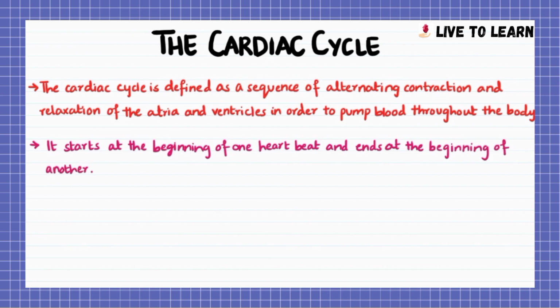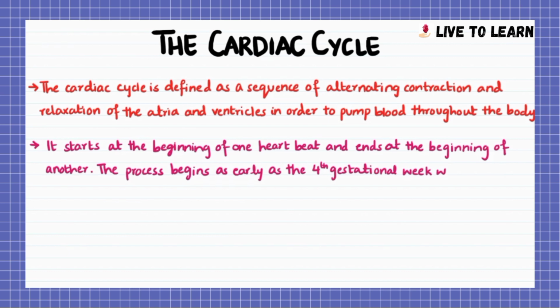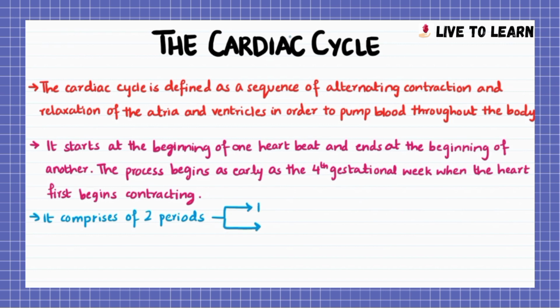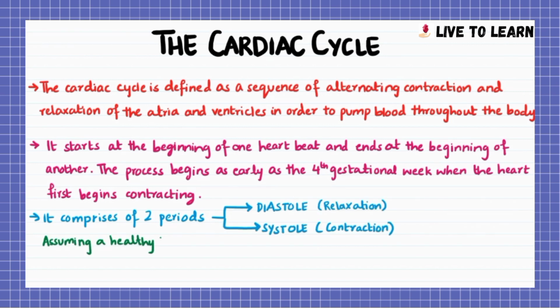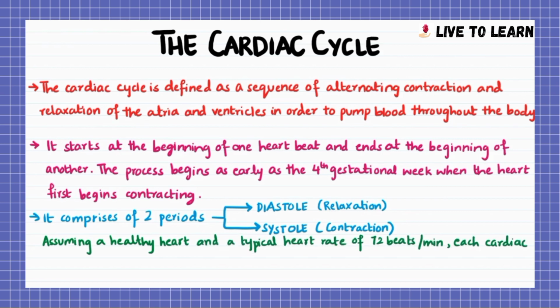The process usually begins as early as the 4th gestational week when the heart first begins contracting. It comprises two periods: diastole, or a period of relaxation, and systole, which is a period of contraction. Assuming a healthy heart and a typical heart rate of 72 beats per minute, each cardiac cycle has a duration of about 0.8 seconds.